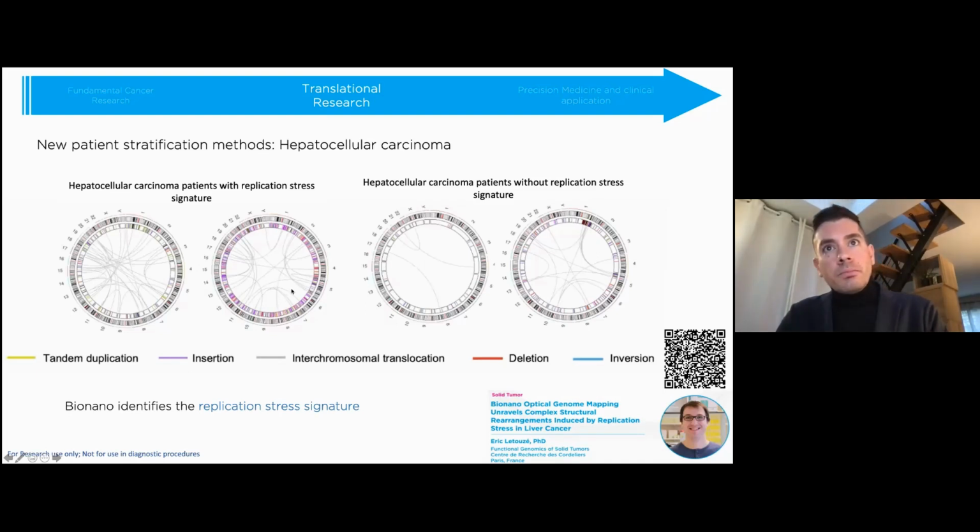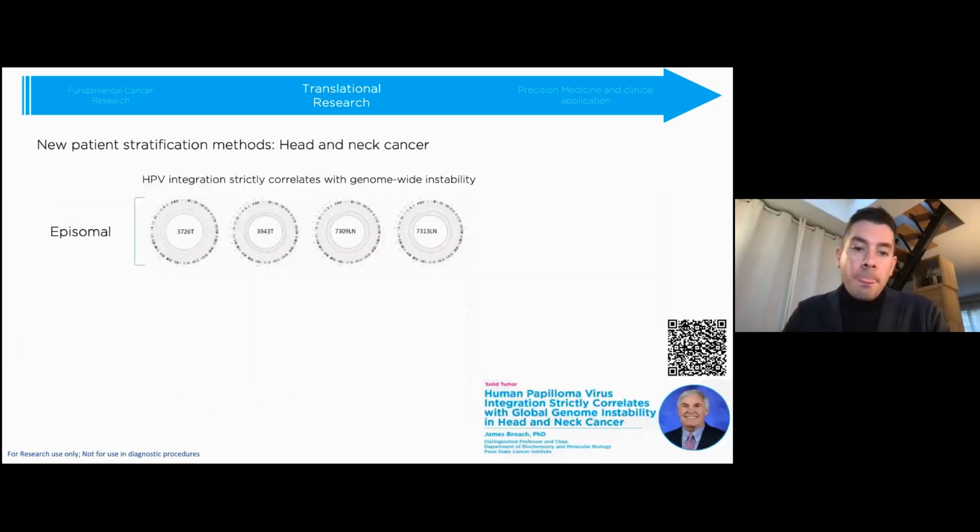And this cluster is different from the patients without this HPV insertion, where these patients show way less chromosomal instability. And this has exciting potential in terms of patient stratification and identification of subgroups that can respond to a particular therapy like PARP inhibitors. And again, this doesn't require a complex bioinformatic pipeline. The circos plots that are automatically generated allow you to cluster these patients.